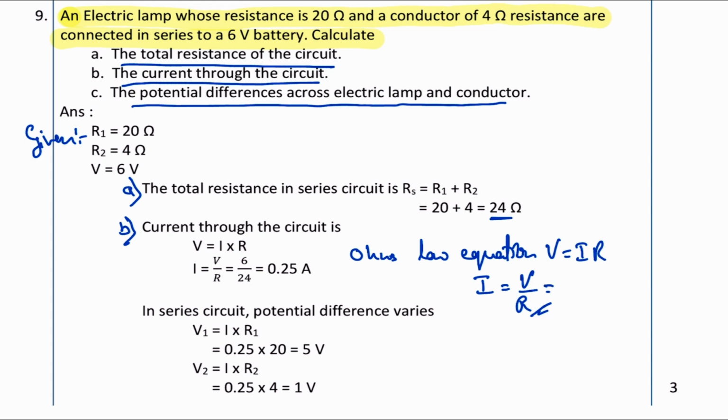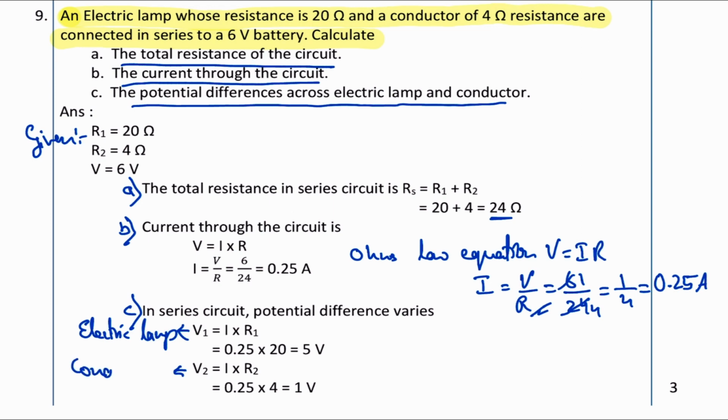Okay. And here V is 6 and R is 24. 6 ones are 6 and 6 fours are 24. 1 by 4 means 0.25 ampere. This is C. In series circuit, potential difference varies. Okay. V1 is the potential difference across the electric lamp, and V2 is the potential difference across the conductor. You can note it down, it's easy.